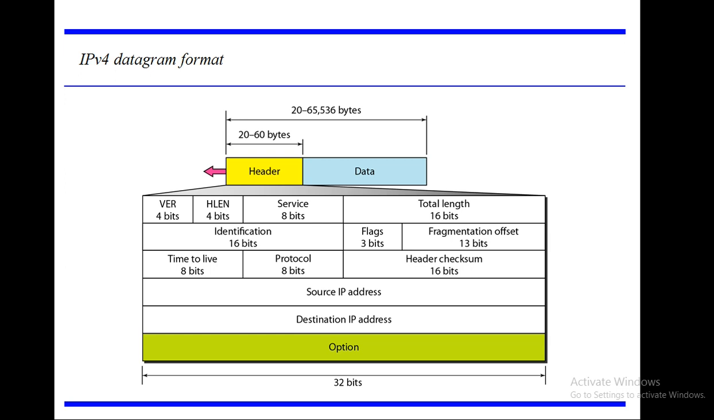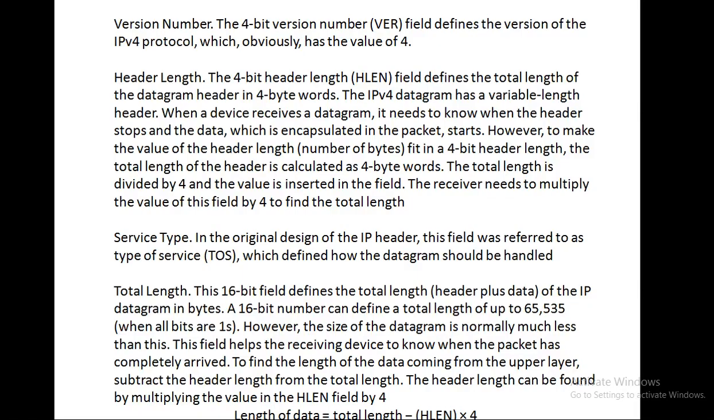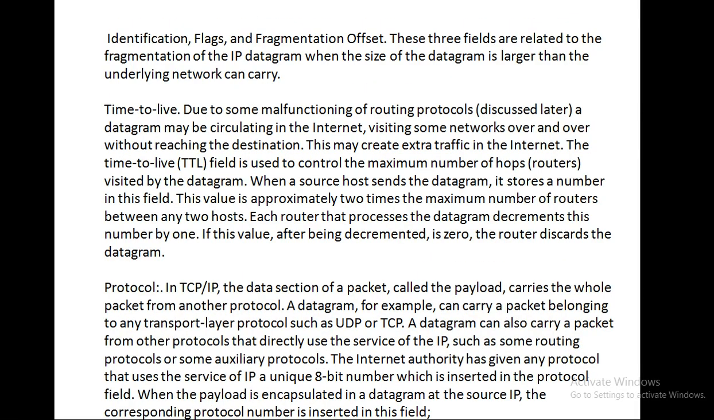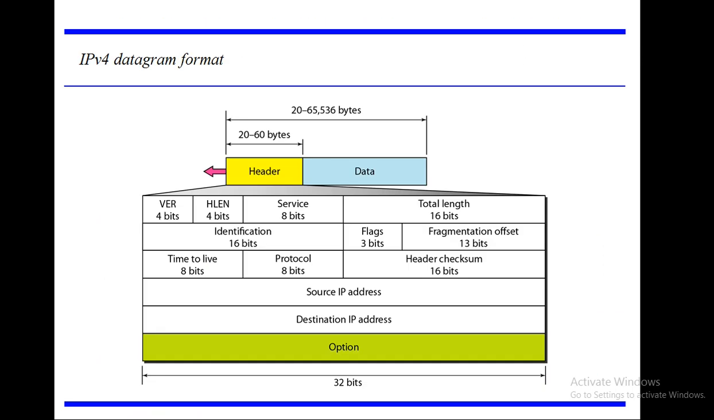The next ones are the three fields we include together: identification, flags, and fragmentation offset. These three fields are normally used for fragmentation. If the datagram is much larger, then it has to be fragmented, because the underlying network cannot carry a datagram if its size is much larger. So I have to fragment it. In the process of fragmentation, identification, flags, and fragment offset are used.